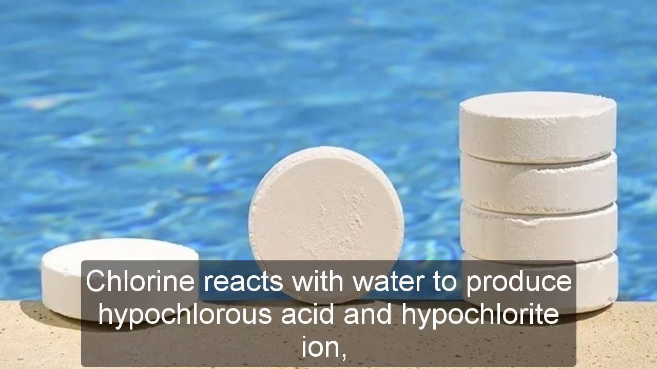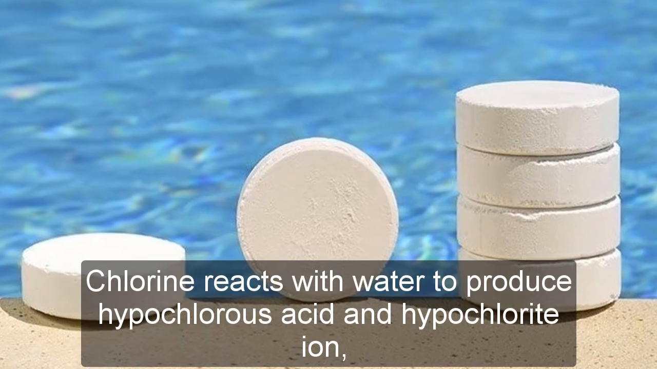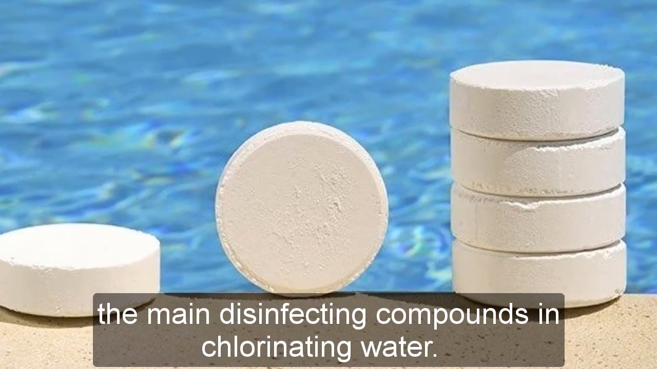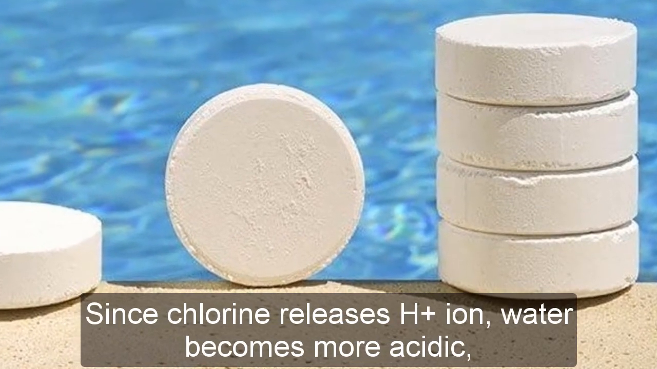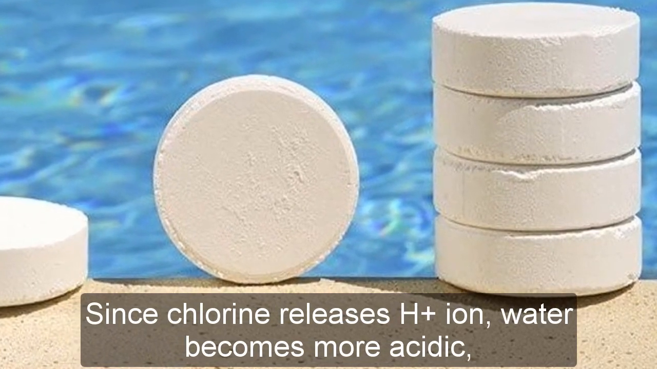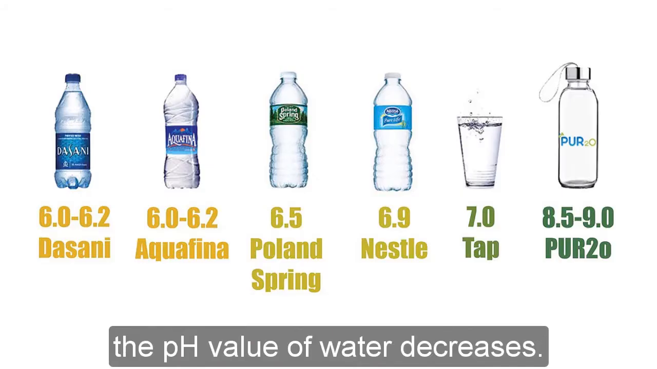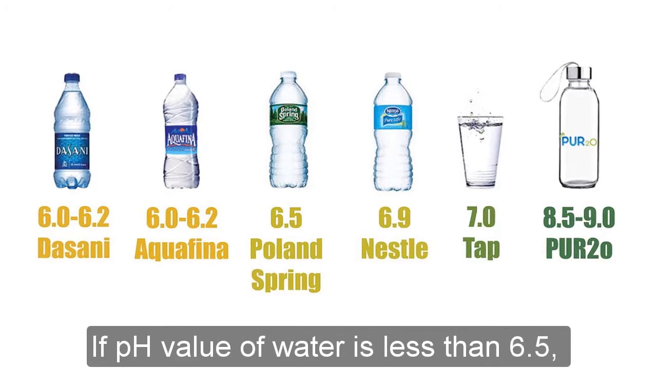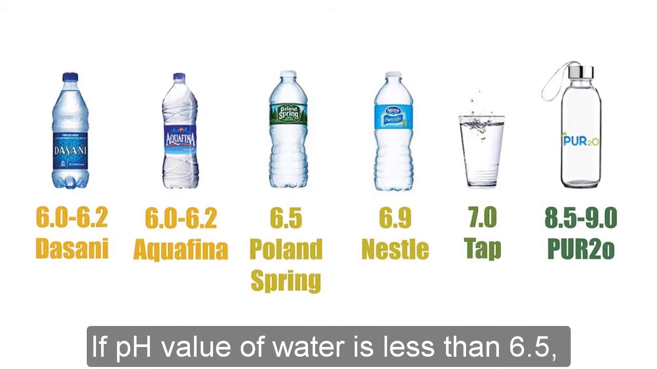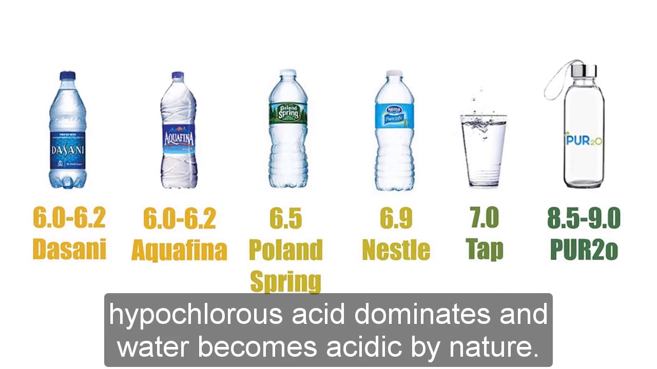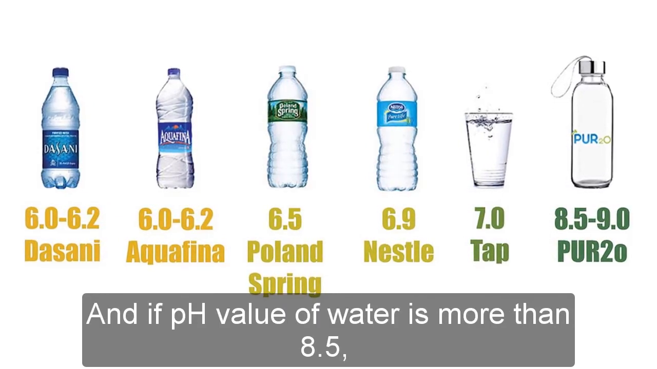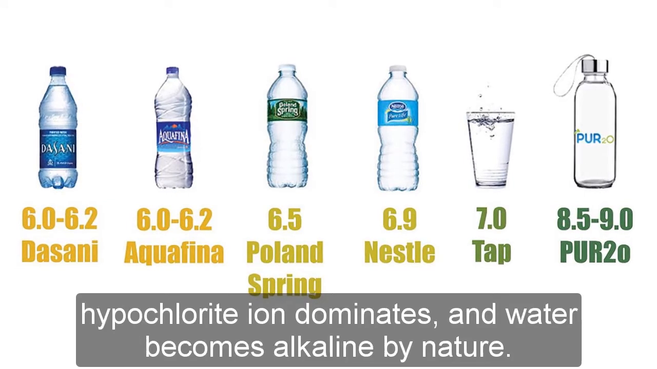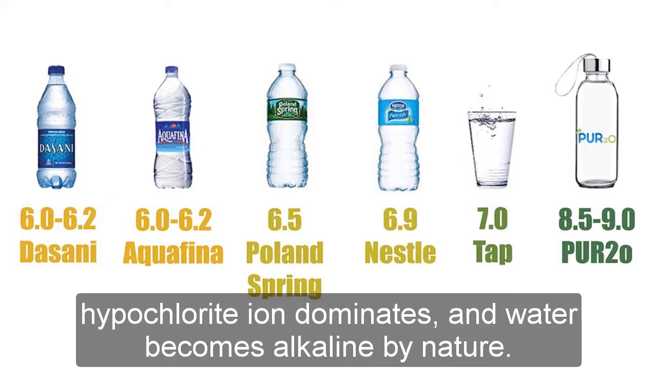Chlorine reacts with water to produce hypochlorous acid and hypochlorite ion, the main disinfecting compounds in chlorinated water. Since chlorine releases hydrogen ion, water becomes more acidic. The pH value of water decreases. If pH value of water is less than 6.5, hypochlorous acid dominates and water becomes acidic by nature. If pH value of water is more than 8.5, hypochlorite ion dominates and water becomes alkaline by nature.